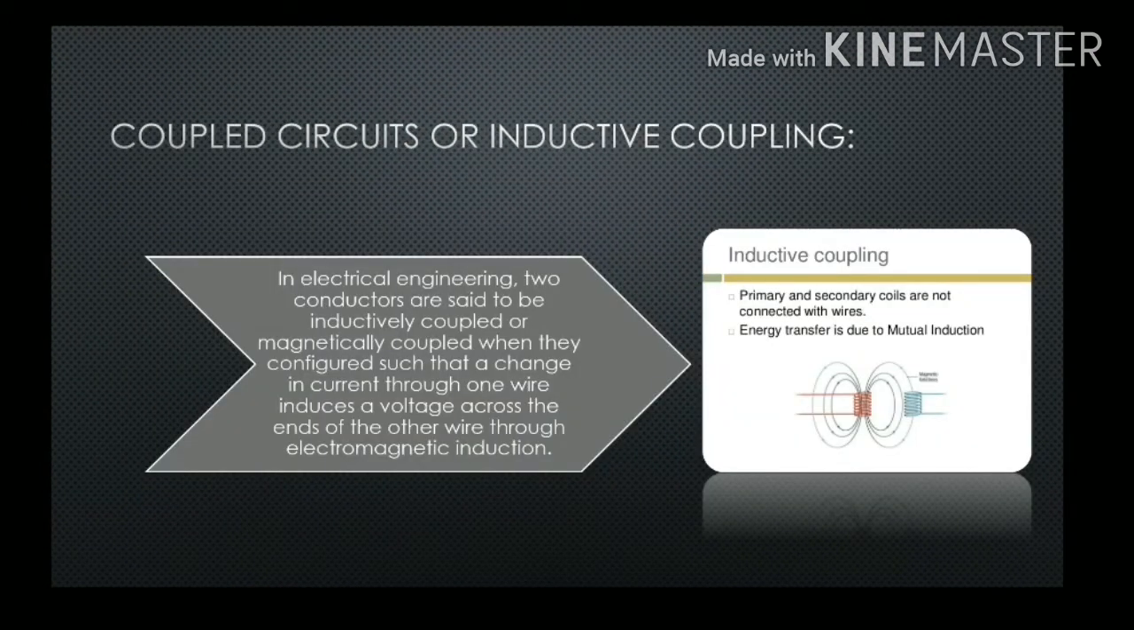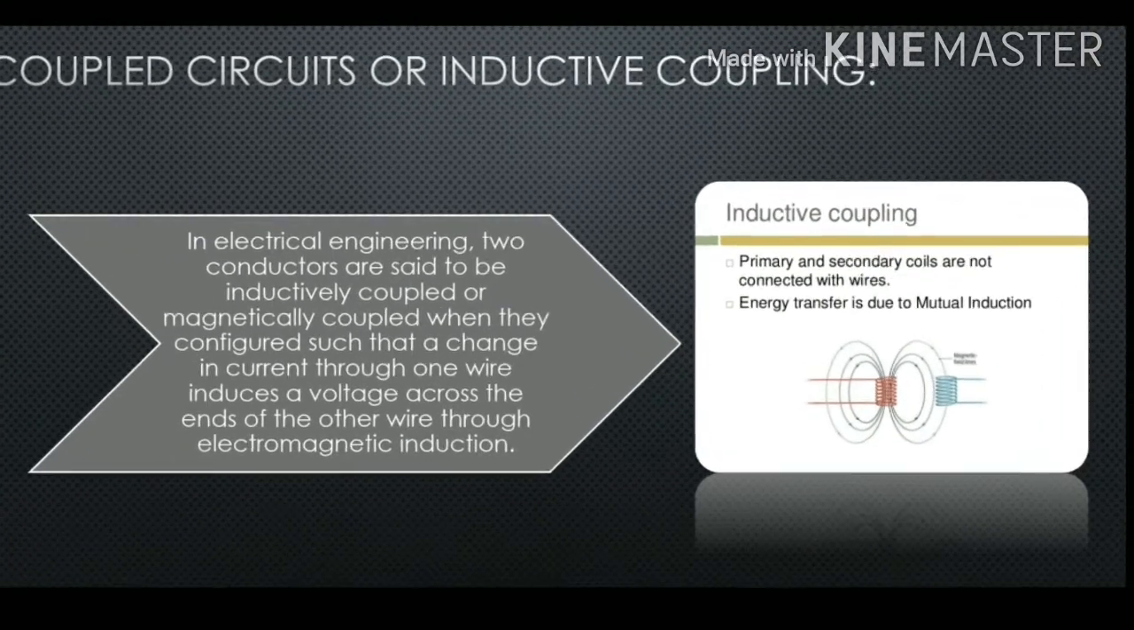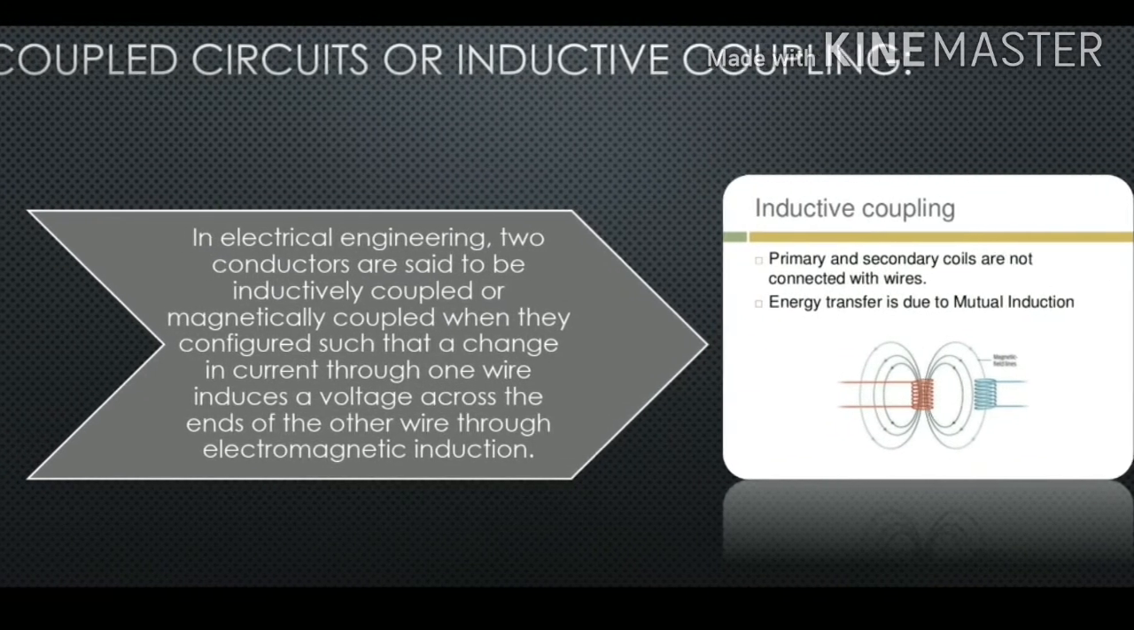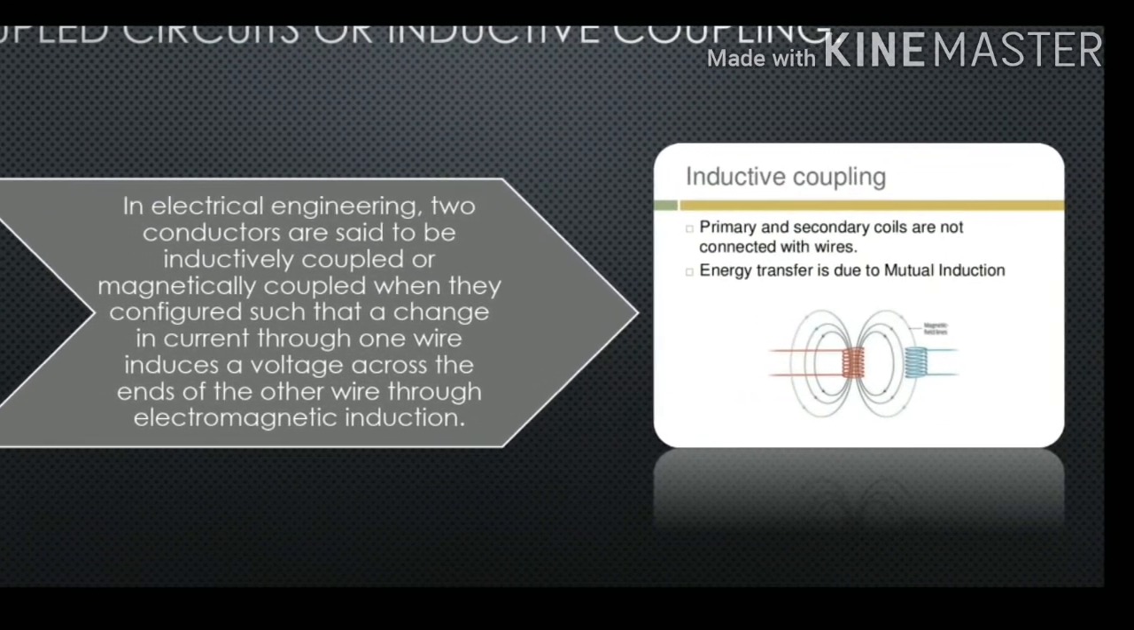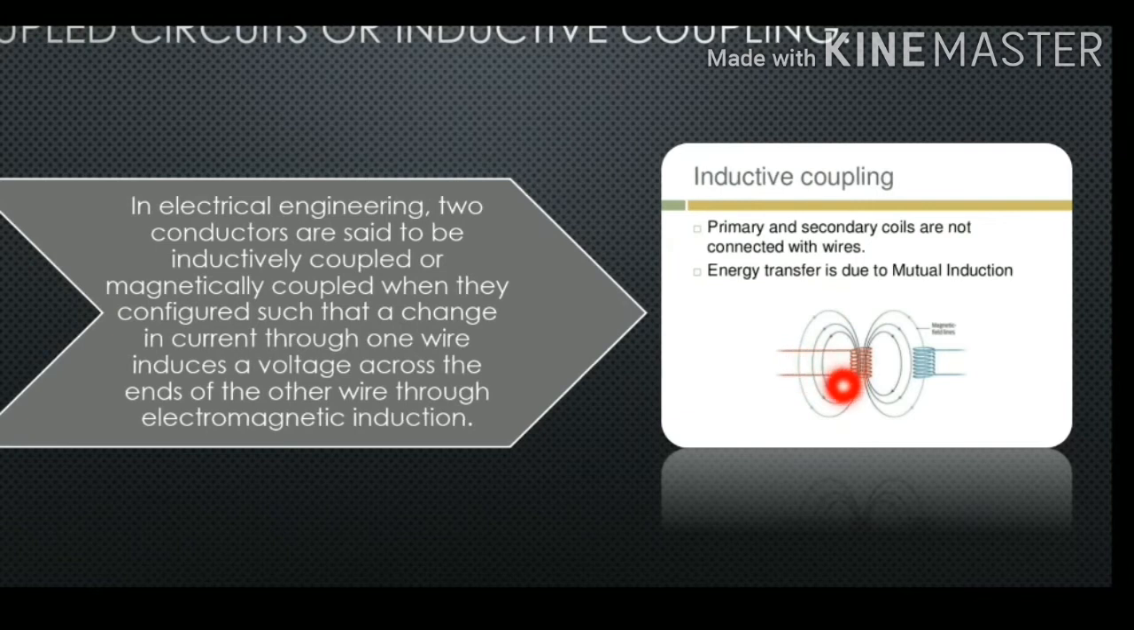Coupled circuits are inductive coupling. In electrical engineering, two conductors are said to be inductively coupled or magnetically coupled when they are configured such that a change in current through one wire induces a voltage across the ends of the other wire through electromagnetic induction. In this image, you can see that the primary winding and the secondary winding are separated. The energy transfer and the voltage induced in the secondary coil is only due to the magnetic field produced by the current flowing in the primary coil, and you can see that both the coils are not connected together.